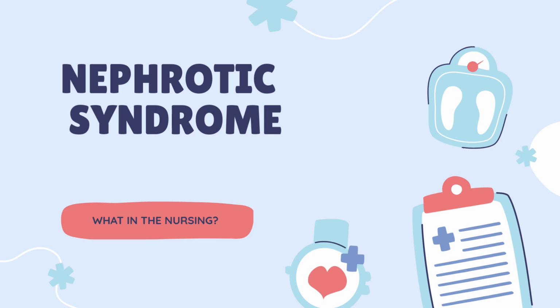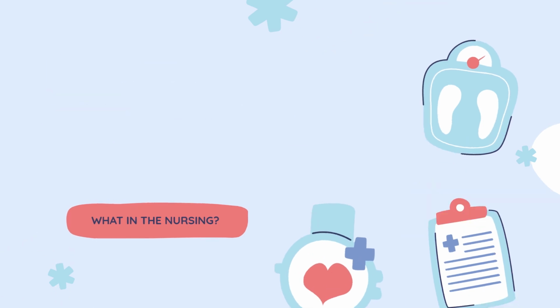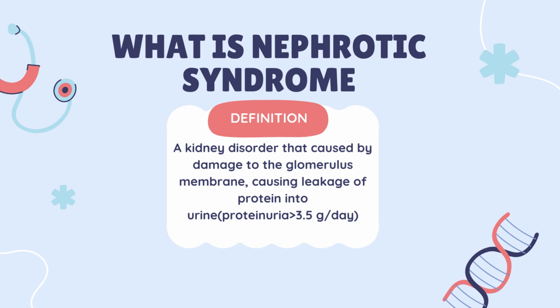So today we'll be discussing nephrotic syndrome. So what is nephrotic syndrome? Nephrotic syndrome is a kidney disorder that is caused by damage to the glomerulus membrane, causing leakage of protein into the urine.